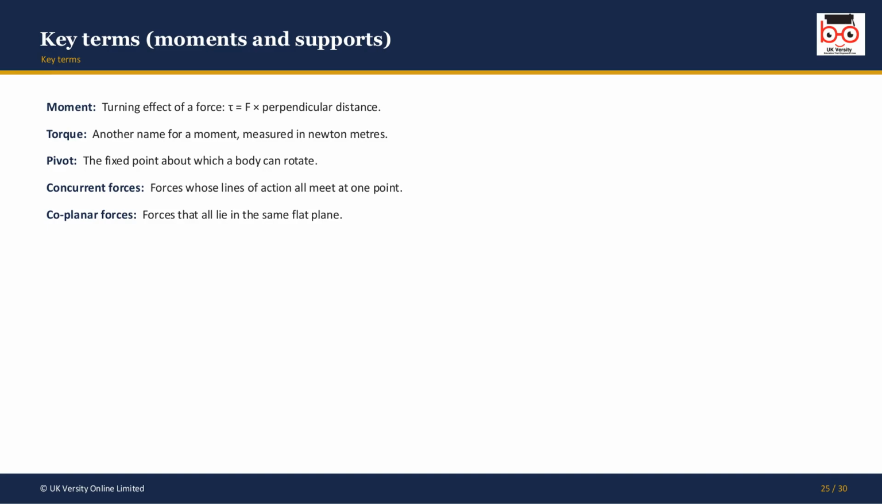A few more terms to lock in, this time around moments and supports. A moment, remember, is the turning effect of a force. The force times the perpendicular distance. Torque is just another name for the same thing, measured in Newton meters. A pivot is the fixed point a body turns about. Concurrent forces are ones whose lines of action all meet at a single point. And coplanar forces are simply those that all lie in the same flat plane.